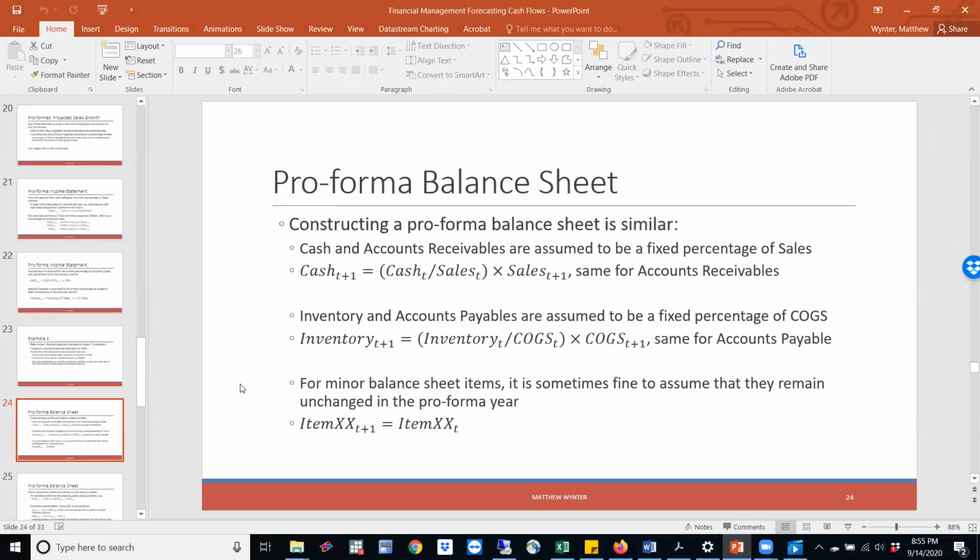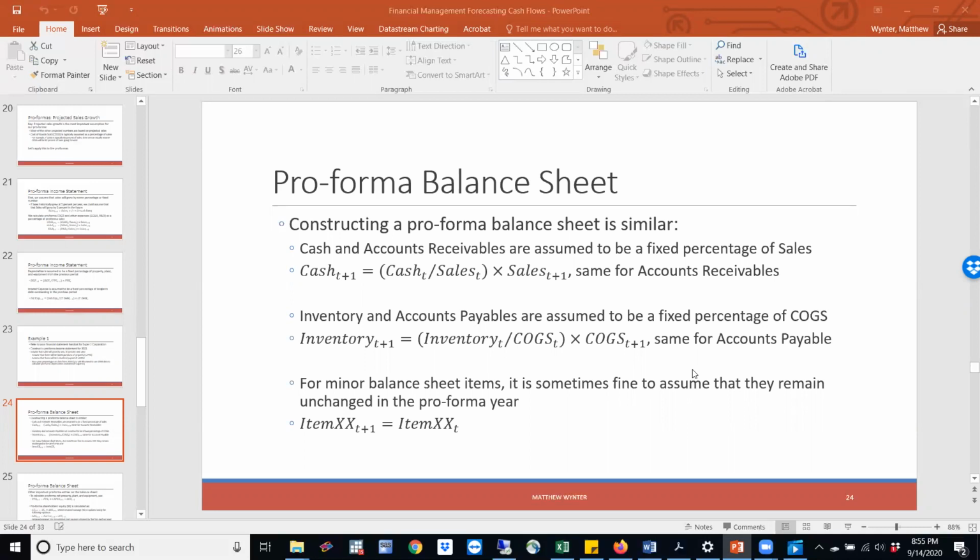We can also construct a pro forma balance sheet. So for our pro forma balance sheet, there are a few things that we want to clarify and make sure we're on the same page with. First is going to be our cash and accounts receivable. We're going to assume that our cash and accounts receivable are a function of our sales.